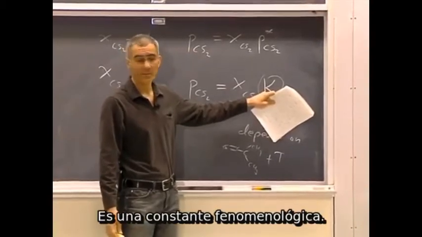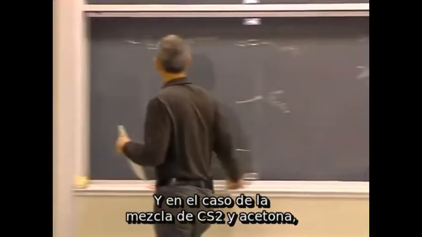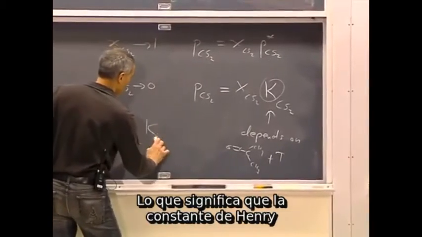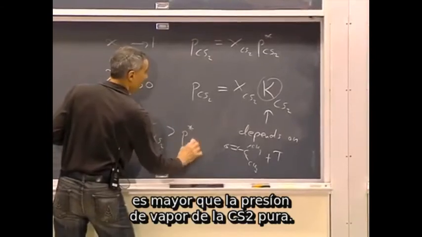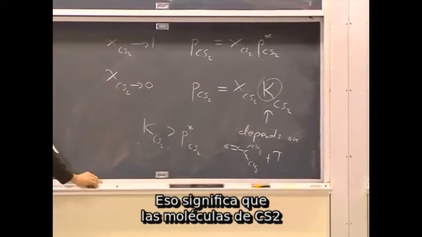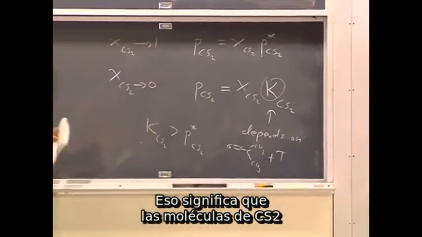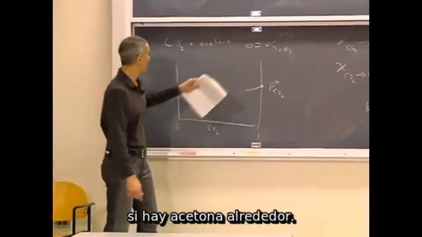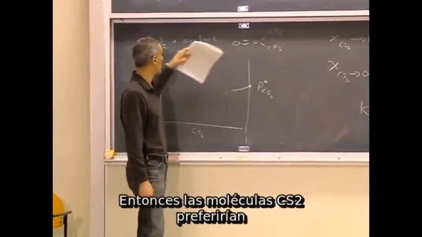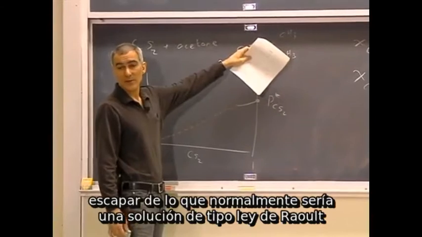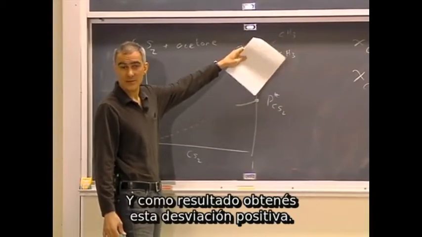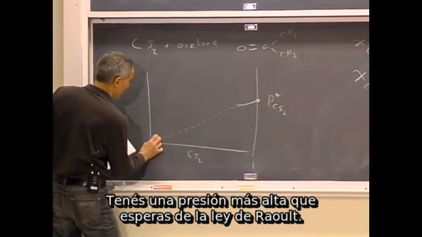It's a phenomenological constant. And in the case of the mixture of CS2 and acetone, the deviation from Raoult's law is positive, meaning that the Henry's law constant is greater than the vapor pressure of the pure CS2. So that means that the molecules of CS2 would rather go in the gas phase if there's acetone around. That means they don't like to mix so much. Right? They're not happy with each other. So the CS2 molecules would rather escape what would normally be a Raoult's law type of solution to go in the gas phase away from being close to the acetone. And as a result, you get this positive deviation. You get a higher pressure than you expect from Raoult's law.